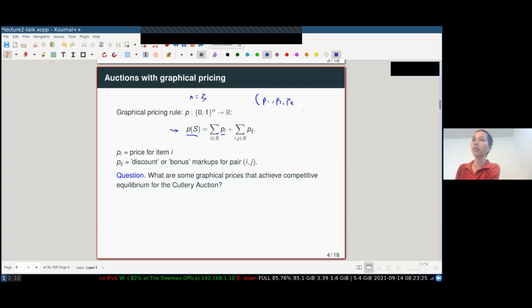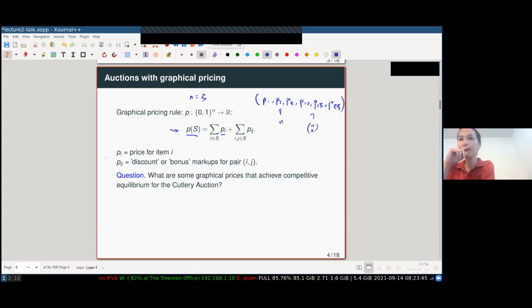That's the prices of the first 3 items. And then I get p12, p13, p23. Those are the prices for the pairs. Okay? So I have n coordinates at first, and then I have n choose 2 afterwards, right? Where this, we can think of it as a discount or some bonus, depending on the sign.